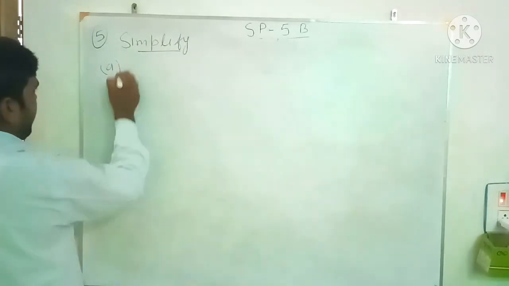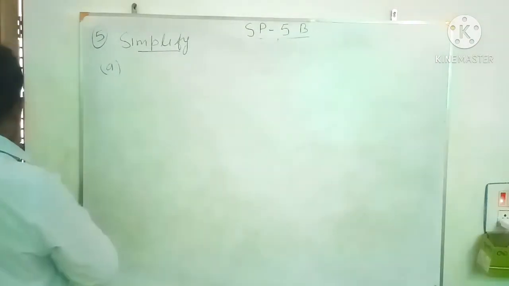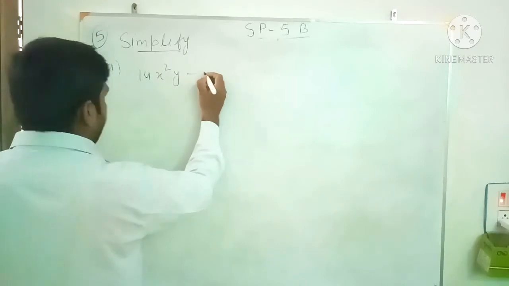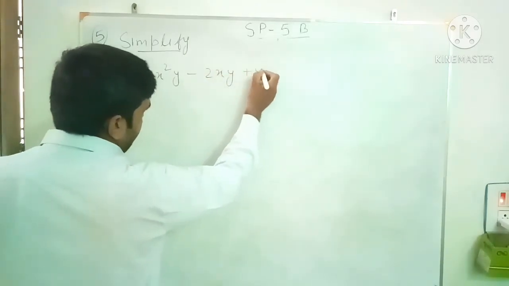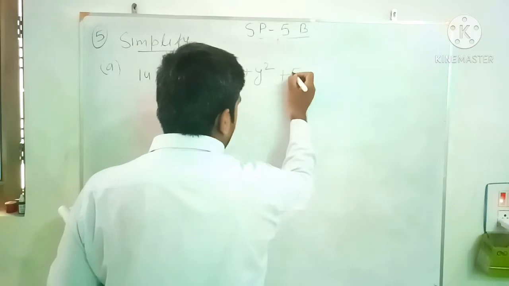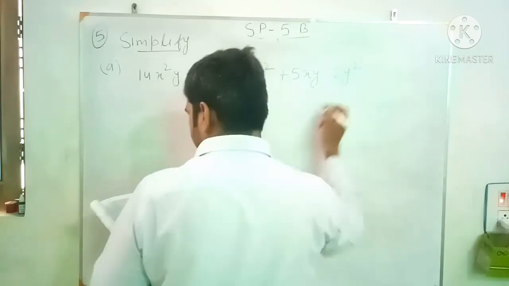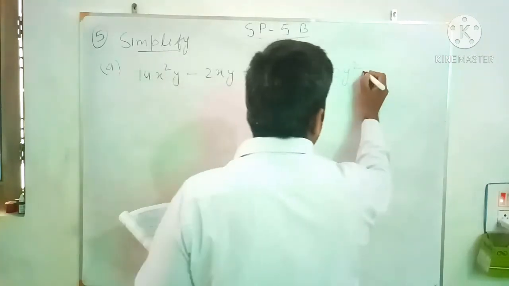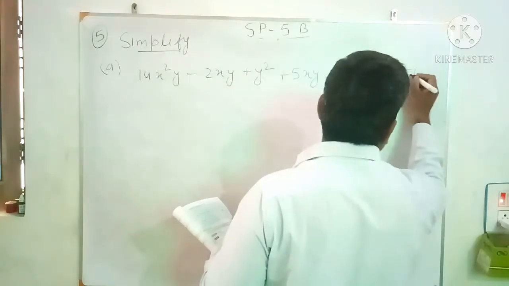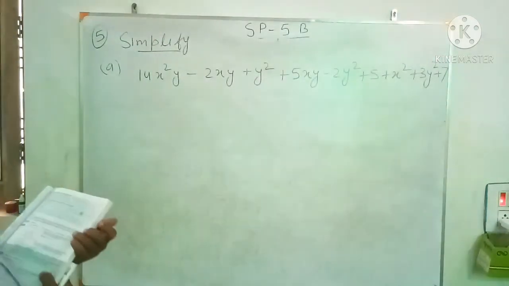So question number 5 is: simplify 5ac, 14x square y minus 2xy plus y square plus 5xy minus 2y square plus 5 plus x square plus 3y square plus 7. So see how many terms are there in this?